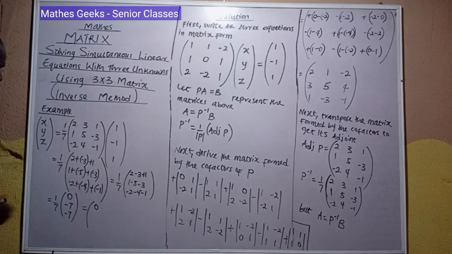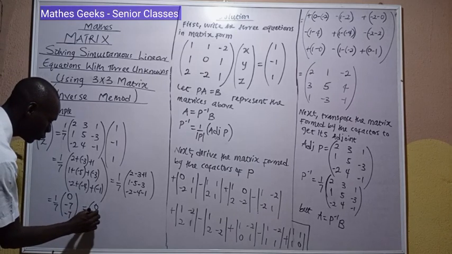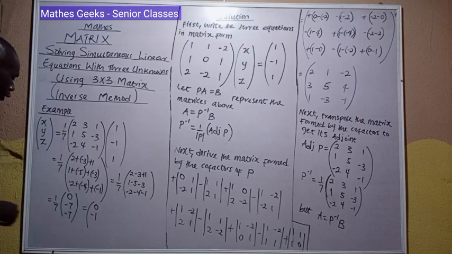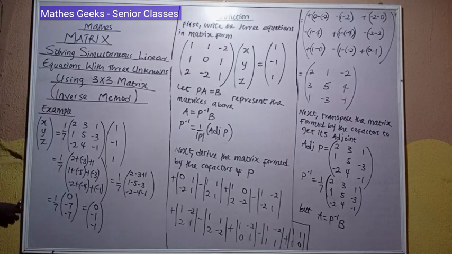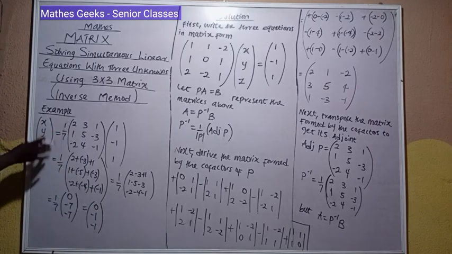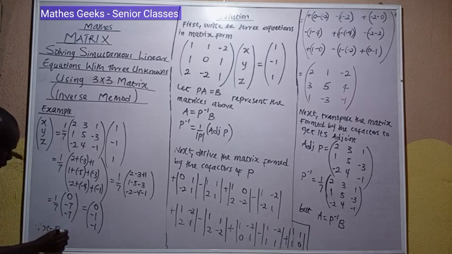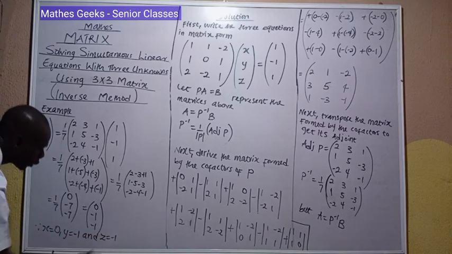And 1 over 7 times minus 7 is equal to minus 7 over 7. That will give us minus 1. 1 over 7 times minus 7 is equal to minus 7 over 7, and minus 7 over 7 is equal to minus 1. That's the matrix. Now this is the answer to x, y, z. Therefore, x is equal to 0, y is equal to minus 1, and z is equal to minus 1.